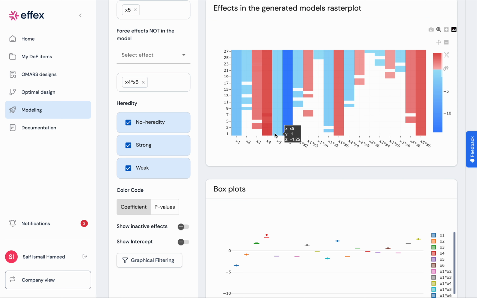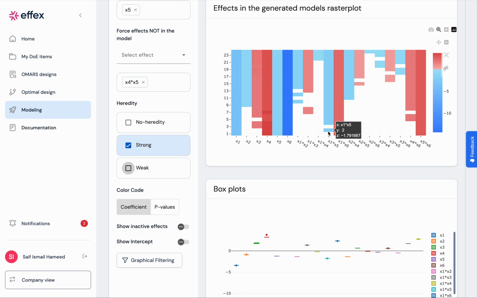Now in this case, you may see models where the corresponding main effects are not present because these other options are also checked. But now you will see that if you have x1, x5 in model 2, then you have both x5 and x1.